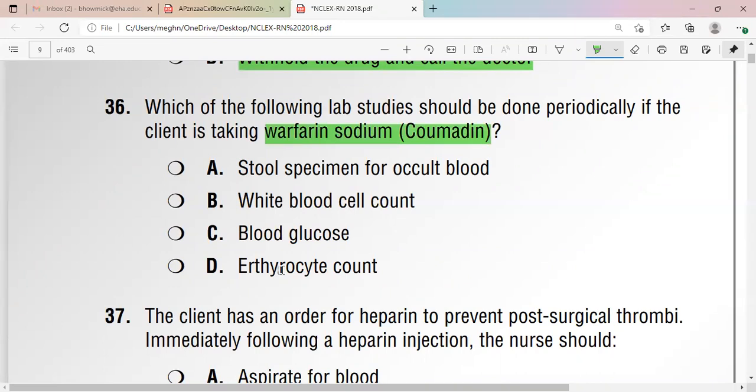So the correct answer is A, stool specimen for fecal blood. A fecal blood test should be done periodically to detect any bleeding in a client who takes Coumadin or warfarin therapy. So answers B, C, and D are not directly related to this question.